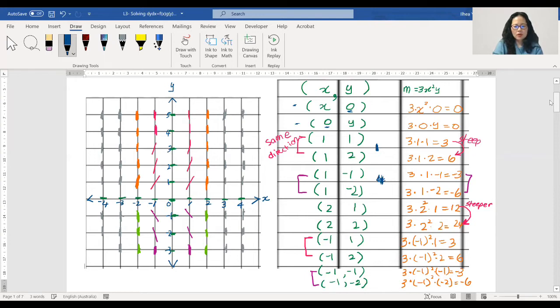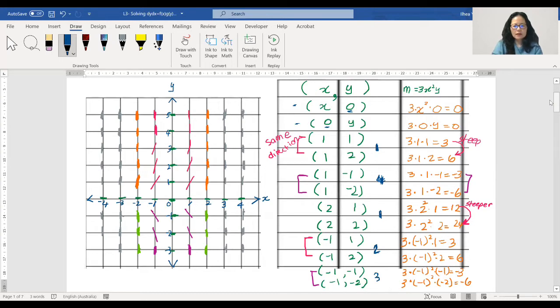And then 2 and 1, 2 and 2 is still the first quadrant. The reason I put that in there is I want to see the difference, what happens when x equals 1, when x equals 2. We need to see how steep the gradient is going to be. So I'll put that in there. And then minus 1 and 1 is the second quadrant, and the last one is the third quadrant.